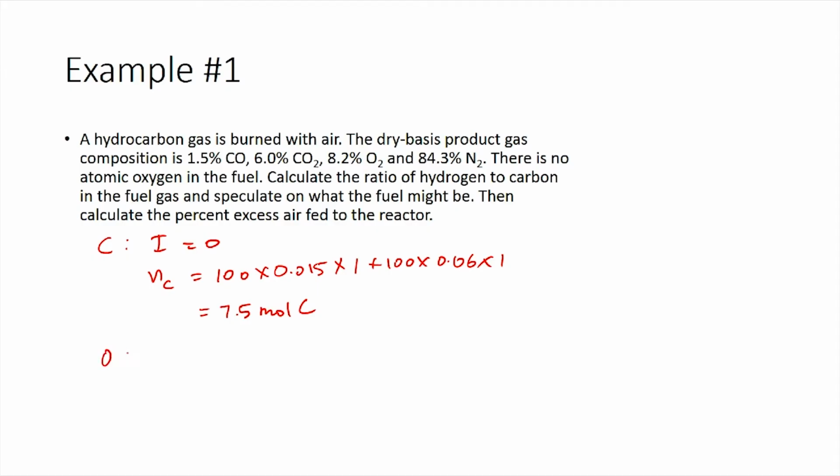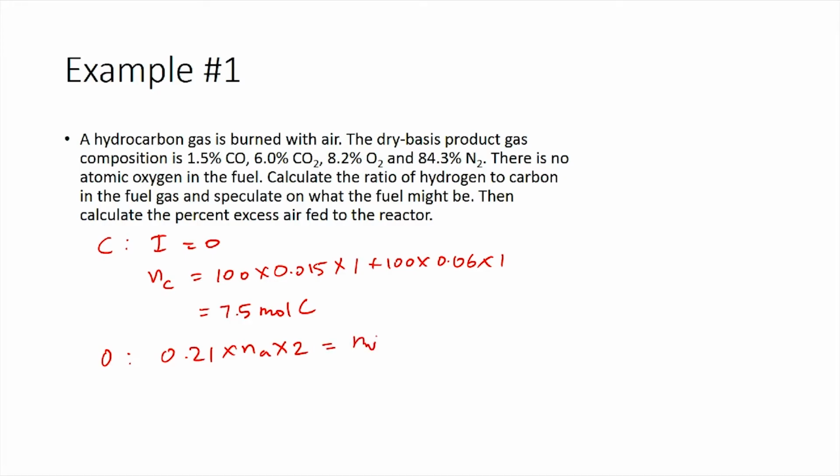Now, writing a balance equation for oxygen, we would have 0.21 times NA, which is the number of moles of air which is entering, times 2, because oxygen enters as molecular oxygen which contains 2 atoms of oxygen per molecule of oxygen present in air.